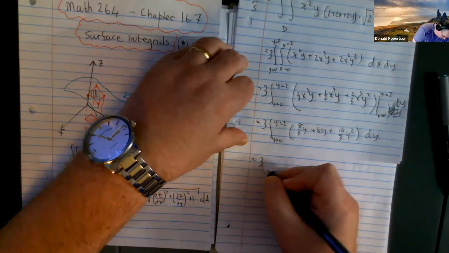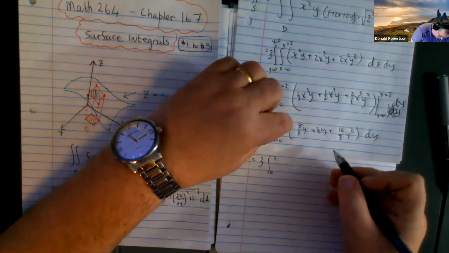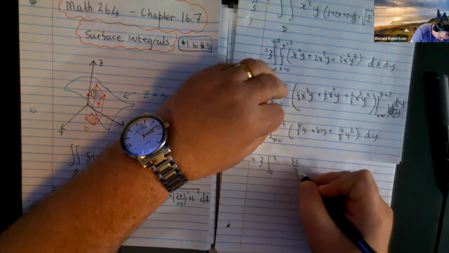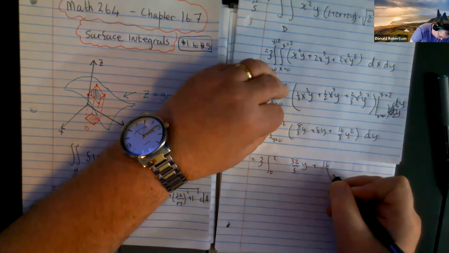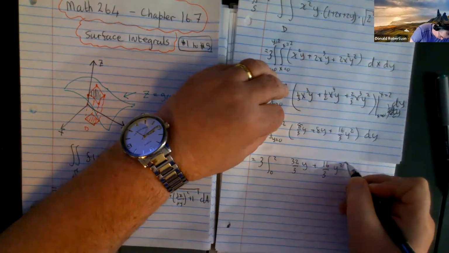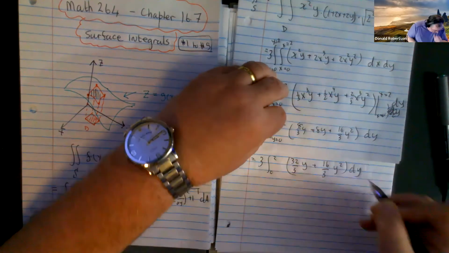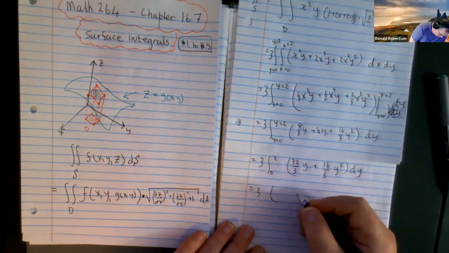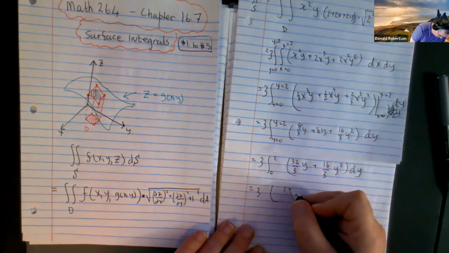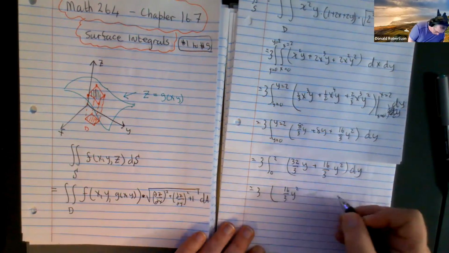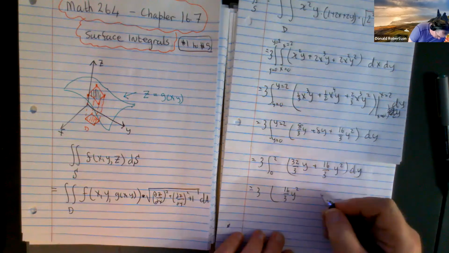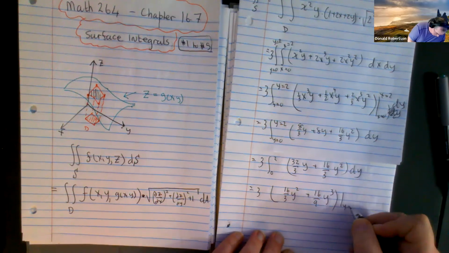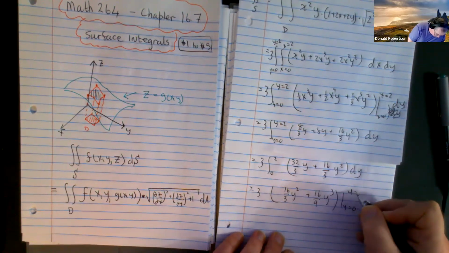And then I would tidy it up just a little bit. That and that gets you 24, that gets you 32/3 y plus 16/3 y squared. And now you have a Calc 1 integral. So here it goes. Add 1 to the power and then divide by the new power. That gets me 16/3 y squared. Add 1 to the power and then divide. You get 16/9 y cubed, evaluated at 0 and 2.